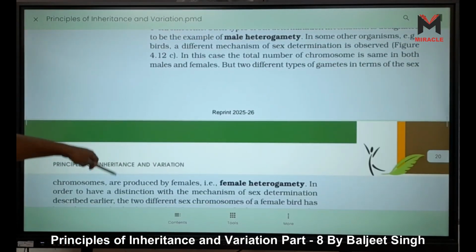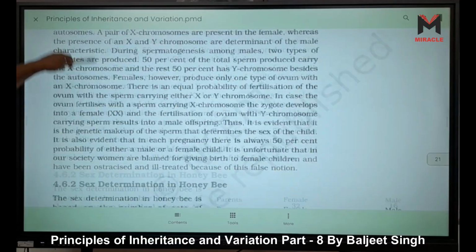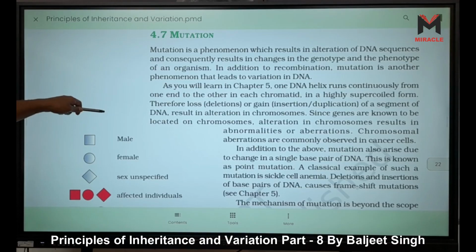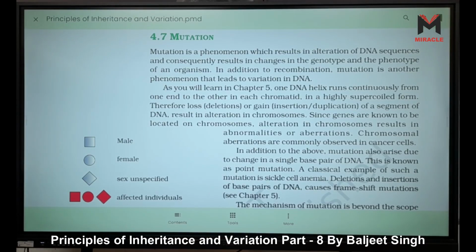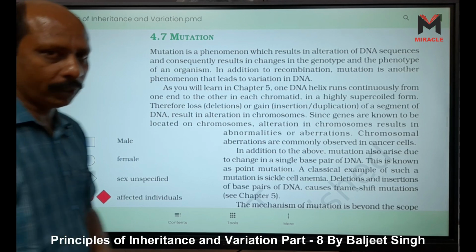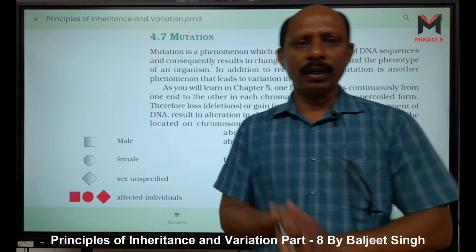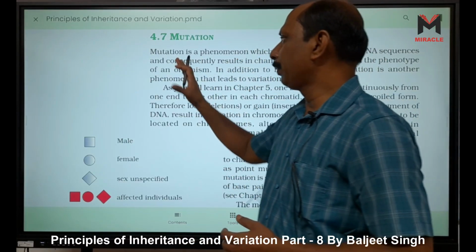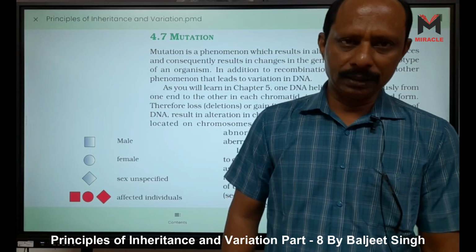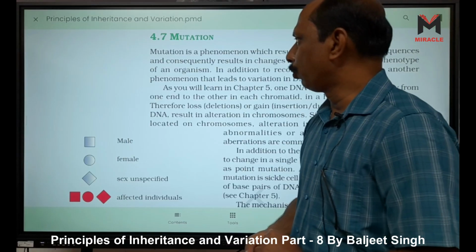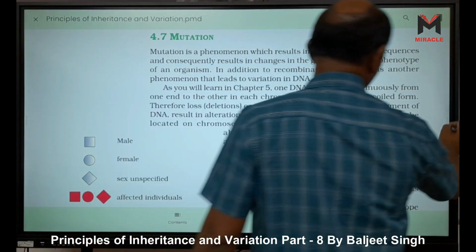Now the next point is mutation. Mutation means what? Mute means silent. Who first gave this term mutation? Hugo de Vries. Hugo de Vries is called the father of mutational theory.